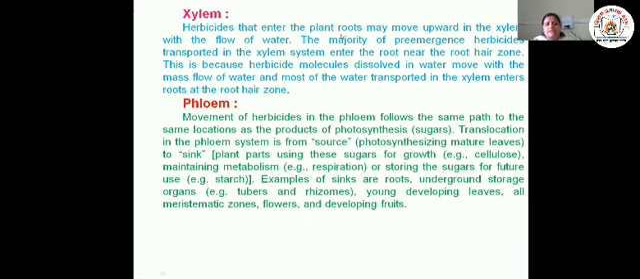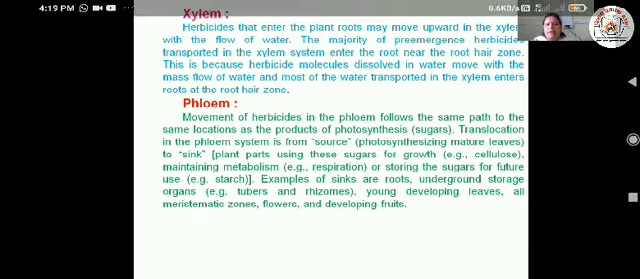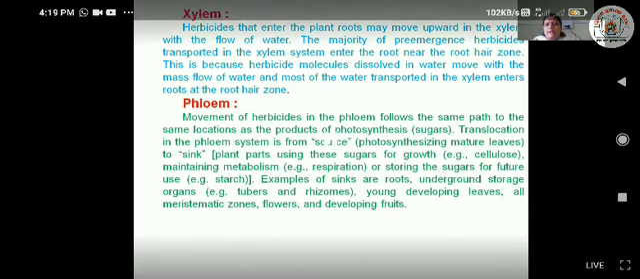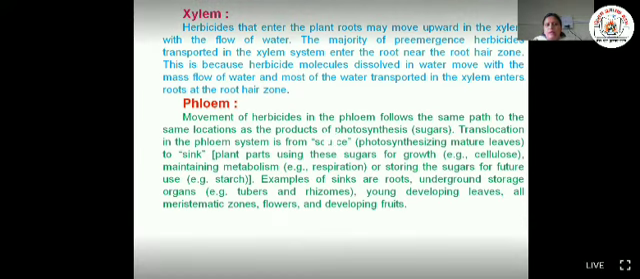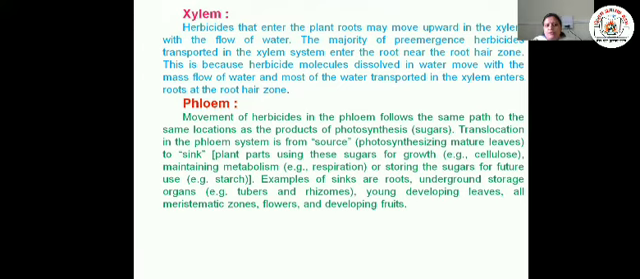Herbicides that enter the plant root may move upward in the xylem with the flow of water. The majority of pre-emergence herbicides transported in the xylem system enter the root near the root hair zone. This is because these herbicide molecules get dissolved in water, and that's why it is possible to get mass flow with water. Thereby, they reach the root zone or the root hair and kill the weed.